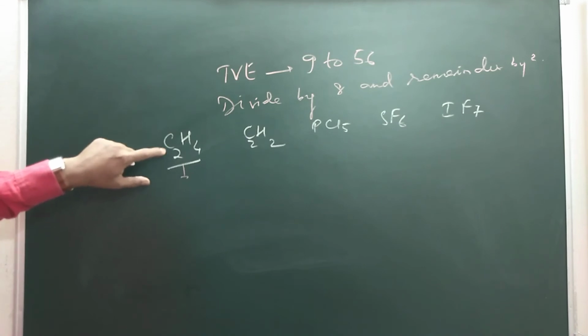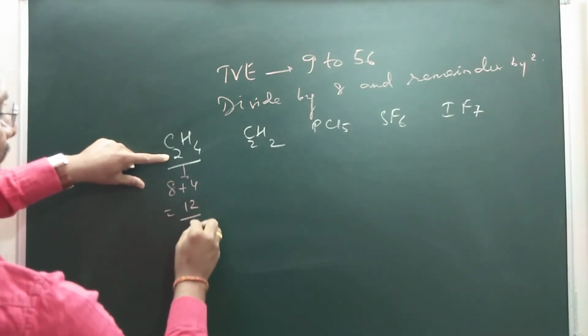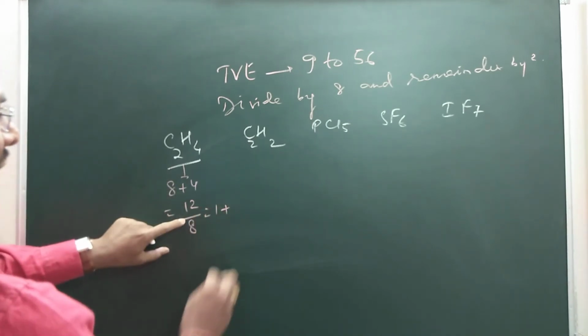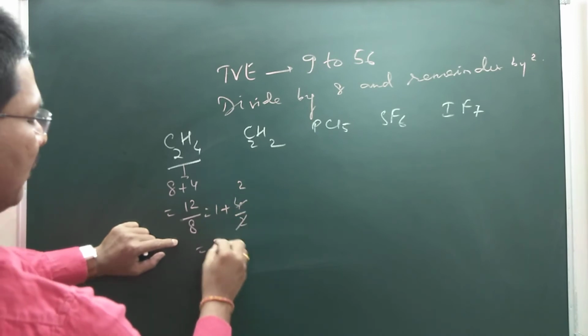Carbon has 4, so 4 times 2 is 8, plus 4 makes it 12. 12 divided by 8 is 1, and 4 is the remainder. 4 divided by 2 is 2. So 1 plus 2 is 3. 3 means sp2.